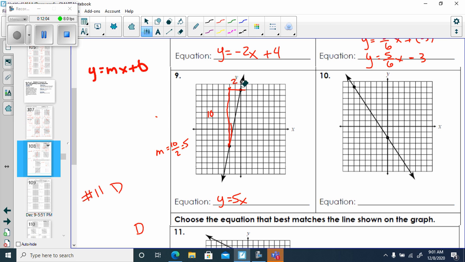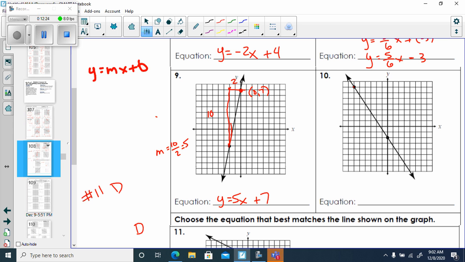We need our b, don't we? Let's see, where's b? Here's where it crosses the y-axis. This is at 1, 2, 3, 4, 5, 6, 7. That's at 0.07, so our b is 7. Okay. And on this one, the equation, we start with y is equal to mx plus b.